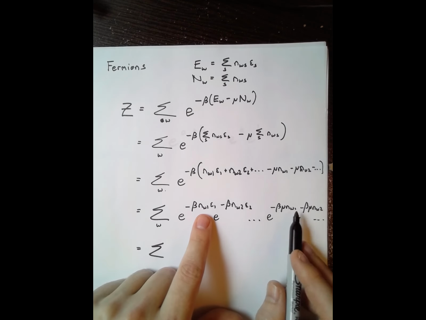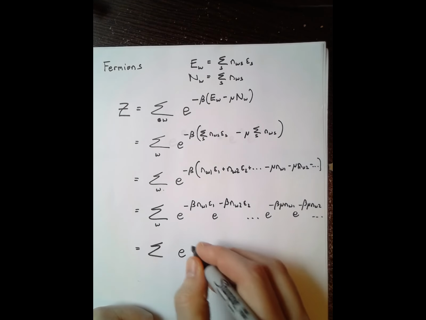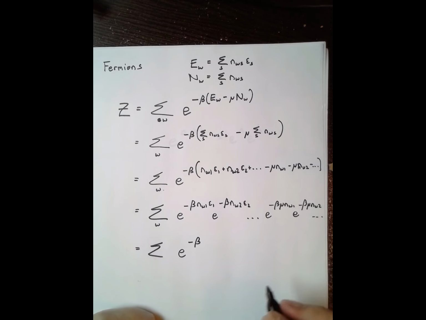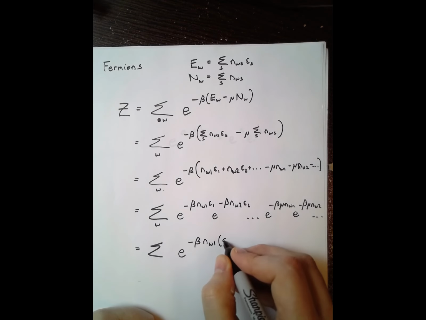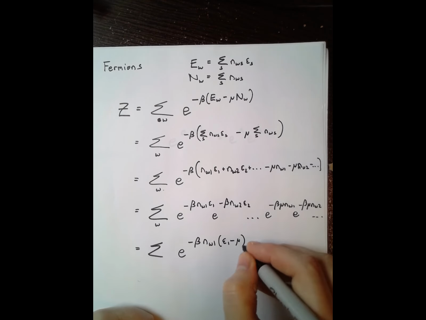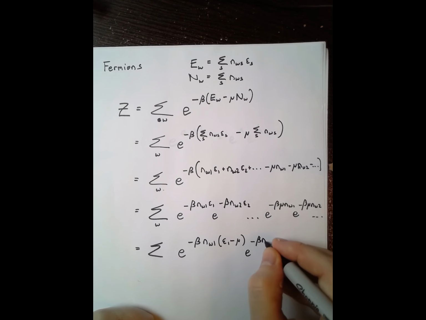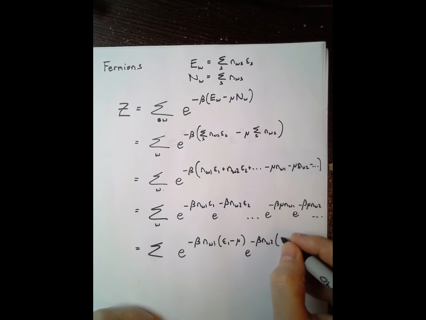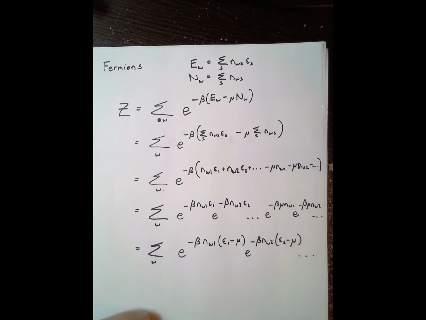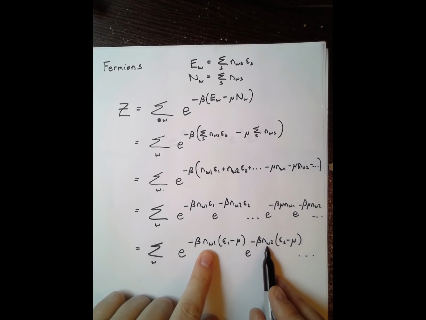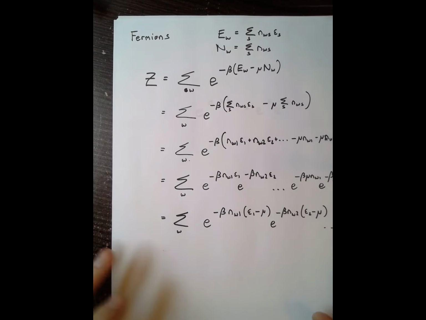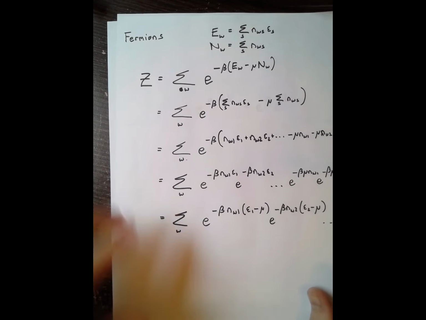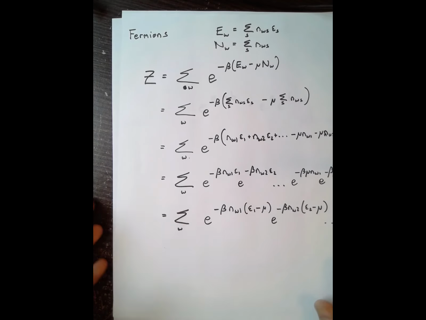So n_w1 appears here and here. So we can write this as e to the minus beta n_w1 times (epsilon_1 minus mu), times e to the minus beta n_w2 (epsilon_2 minus mu), and so on. So now the w's are explicitly only in the n's here, the w label. Okay, now so far, actually, this works for bosons as well, by the way.